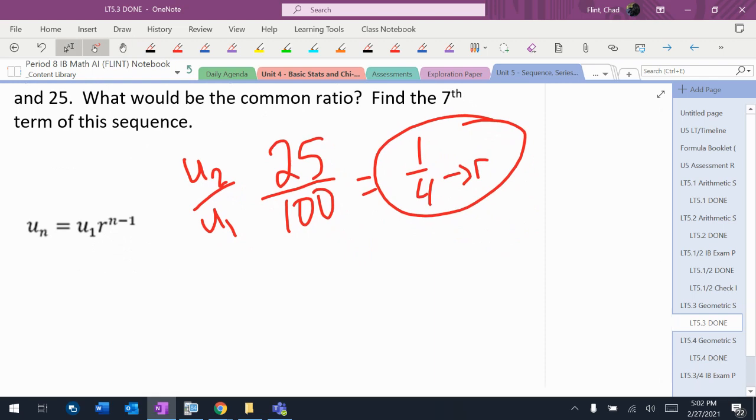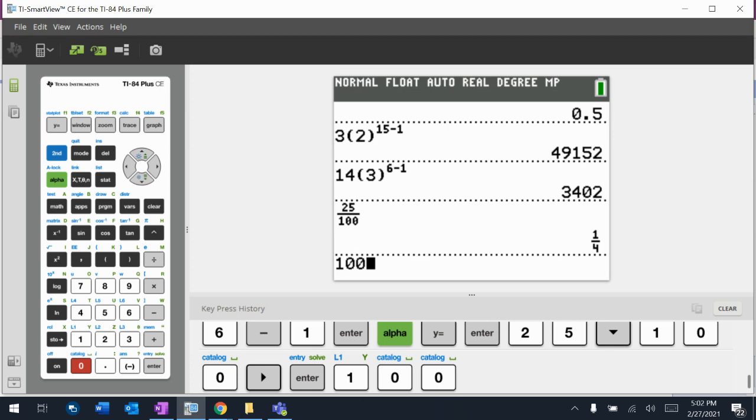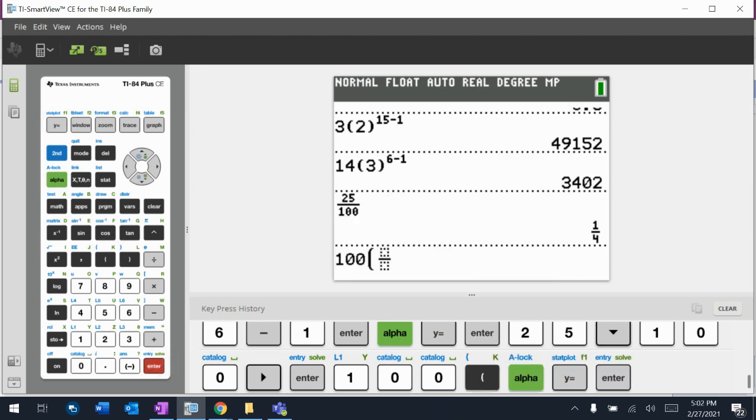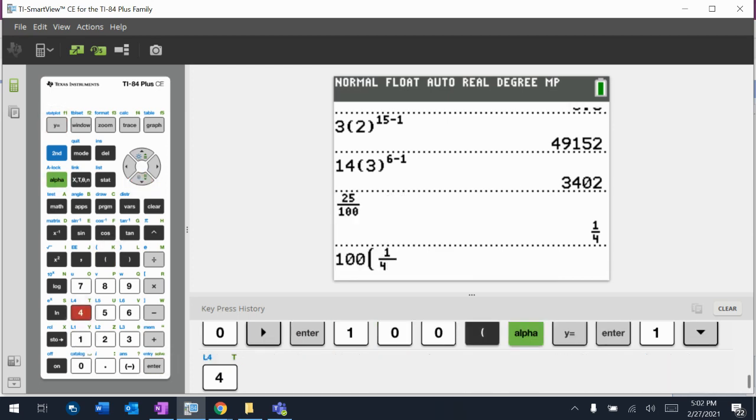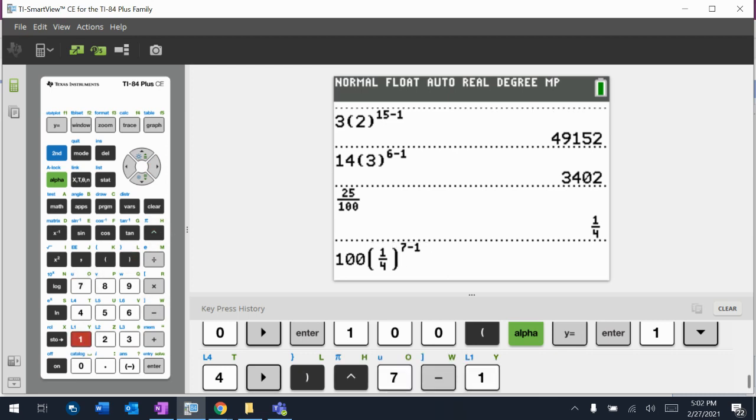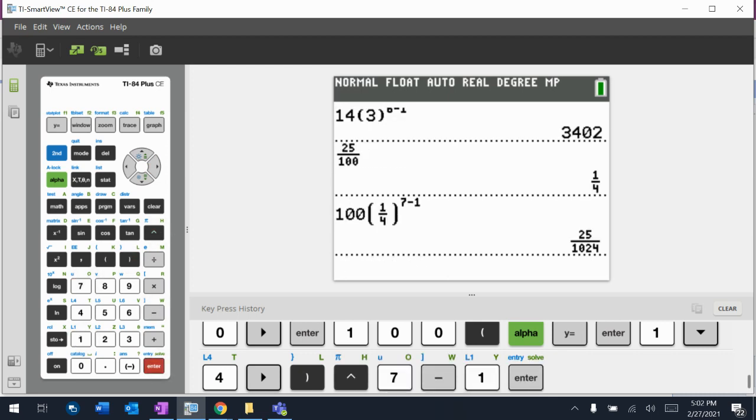So then it says find the seventh term. So I got my formula pasted again. My first term is 100. My rate is 1/4. And then it's going to be 7 minus 1. So it's 100 times 1/4 to the power of 7 minus 1.